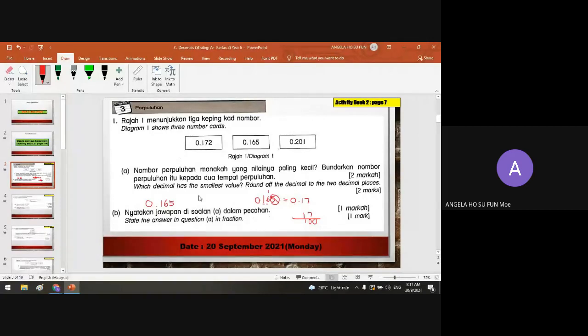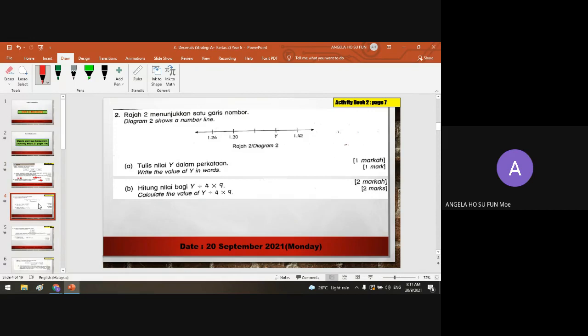So if you get this already, 1 mark, this also another mark, this another mark. So this question contains 3 marks altogether. Full marks if you get this correctly. Okay, question number 2. Look at this.